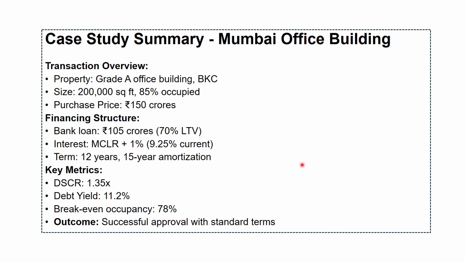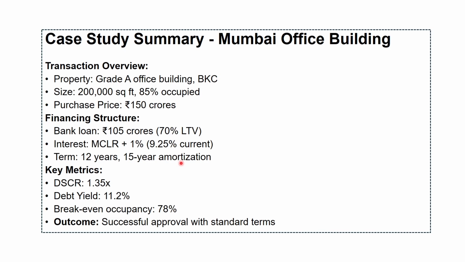Now let's take one case study example here. So this is a grade A office building, BKC. It has a size of 200,000 square feet. The occupancy is 85%, and the purchase price is 150 crores. The financing structure is basically 70% LTV, bank loan would be 105 crores, and interest will be MCLR plus 1%, so that would be 9.25%, and the term will be 12 years and 15 years amortization will be there.